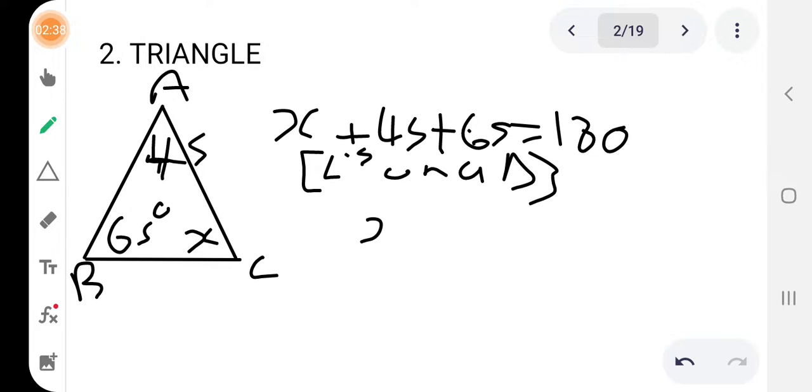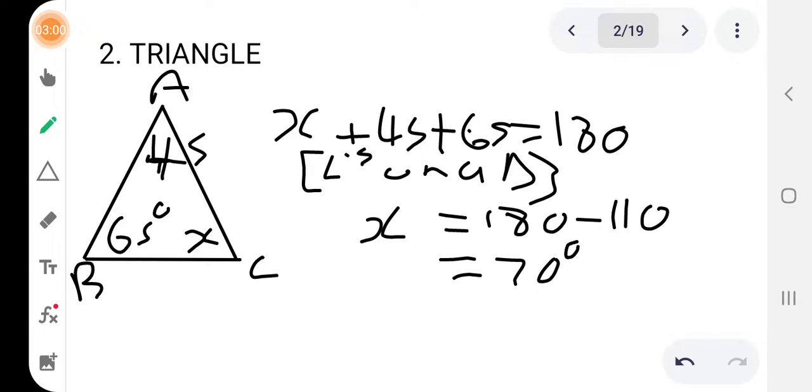In this case, we're going to solve for x. We're going to have 180 minus 110, which is going to give us 70. I'm not sure, but I think 70. Yes, this one is going to give us 70.